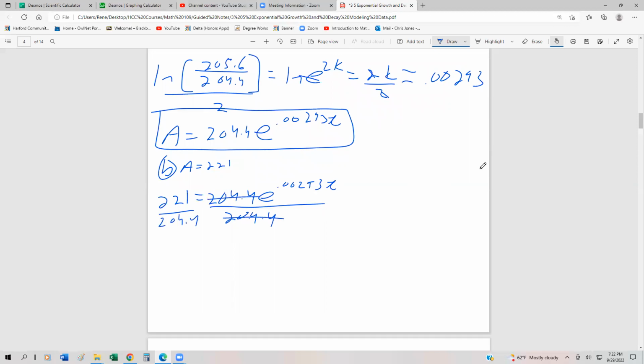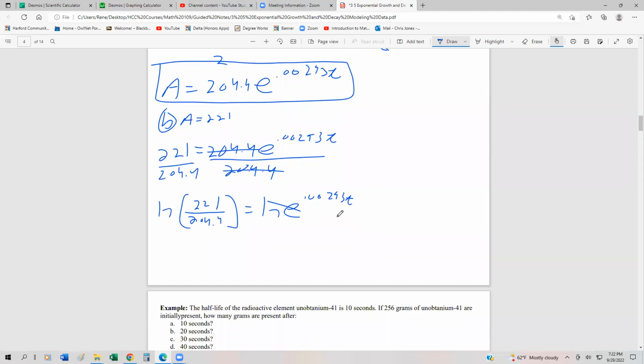Just like we've done several times already, divide by 204.4. We're going to take the natural log of both sides. So ln of 221 divided by 204.4 is going to be the natural log of e to the 0.00293t. E's and ln's undo each other, right? And so the last thing we could do is just divide both sides by this 0.00293. All right, so to just solve for t. So we have ln of 221 divided by 204.4, and we're going to divide that by 0.00293. Now that's going to be equal to t.